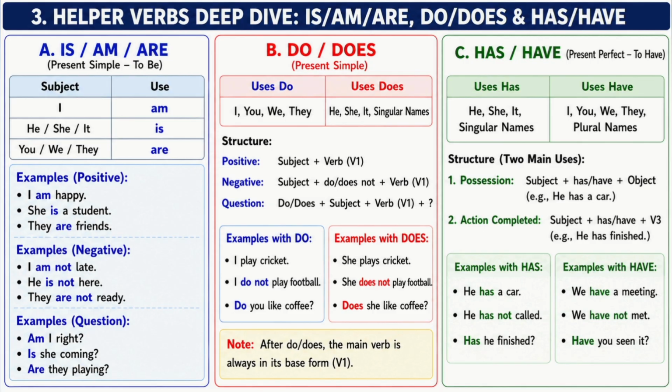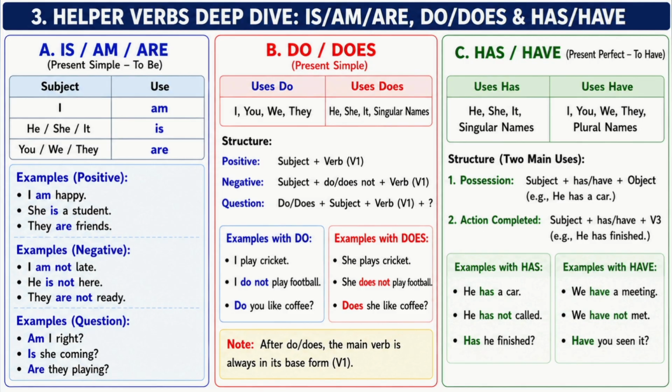The formula for a negative sentence is the subject plus do not or does not, followed by the verb in its base form, such as, I do not play football, or, she does not play football. For a question, the formula is do or does plus the subject, followed by the verb in its base form, like, do you like coffee? Or, does she like coffee?